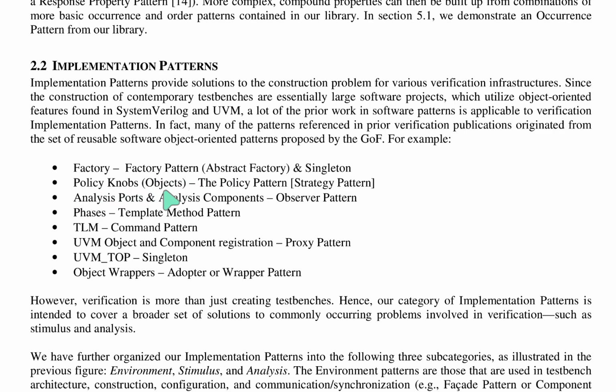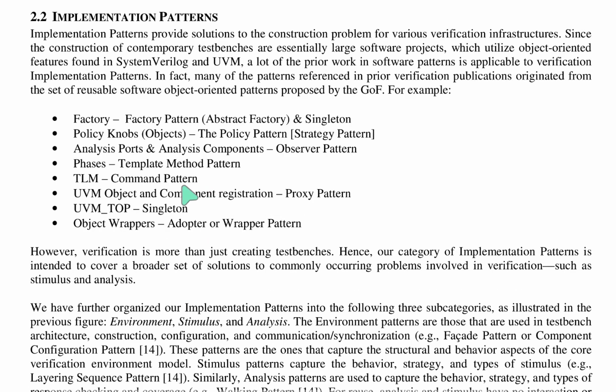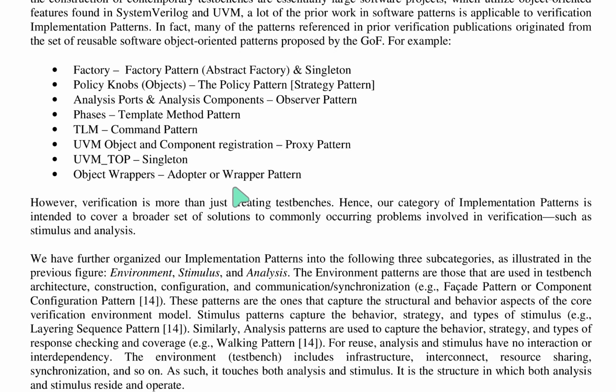Policy object, the policy pattern, strategy pattern. The analysis port and analysis component, observer pattern. The phase, template method pattern. TLM, command pattern. UVM object and component registration, proxy pattern. uvm_top, a singleton. The object wrappers, adapter or wrapper pattern.